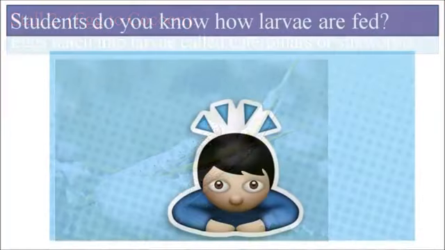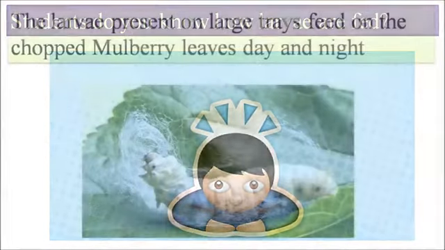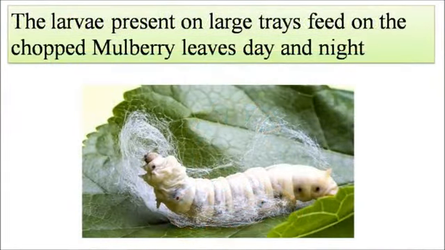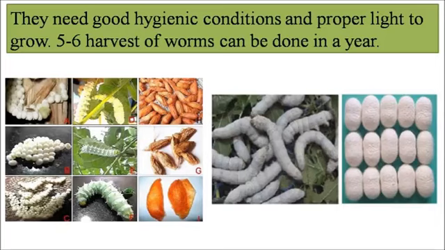Stall 2. Eggs hatch into larvae called caterpillars or silkworms. Students, do you know how larvae are fed? The larvae present on large trays feed on the chopped mulberry leaves day and night. They need good hygienic conditions and proper light to grow. 5 to 6 harvests of worms can be done in a year.